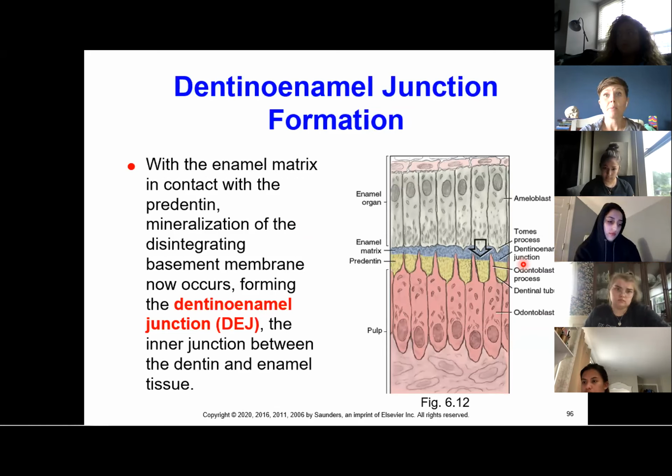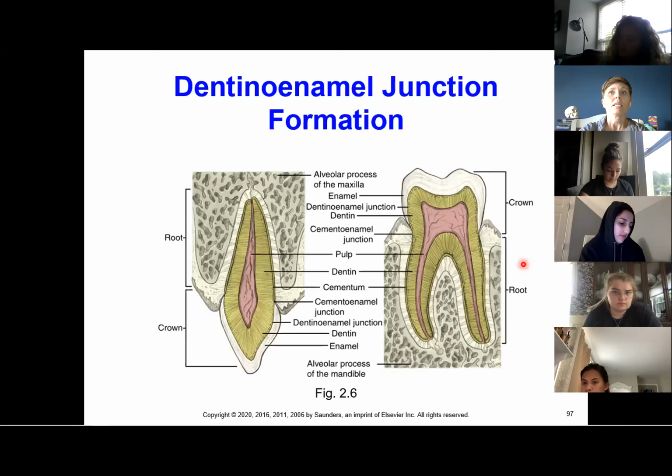The dentino-enamel junction, you can see that if you look at a radiograph, you can see where the dentin and the enamel meet. That's your dento-enamel junction. It's not rocket science. It's where the dentin and the enamel meet, right? So here you go. Here's a perfect example. Here's your enamel here. Your yellow part is the dentin. So this line right here would be your dento-enamel junction, okay?